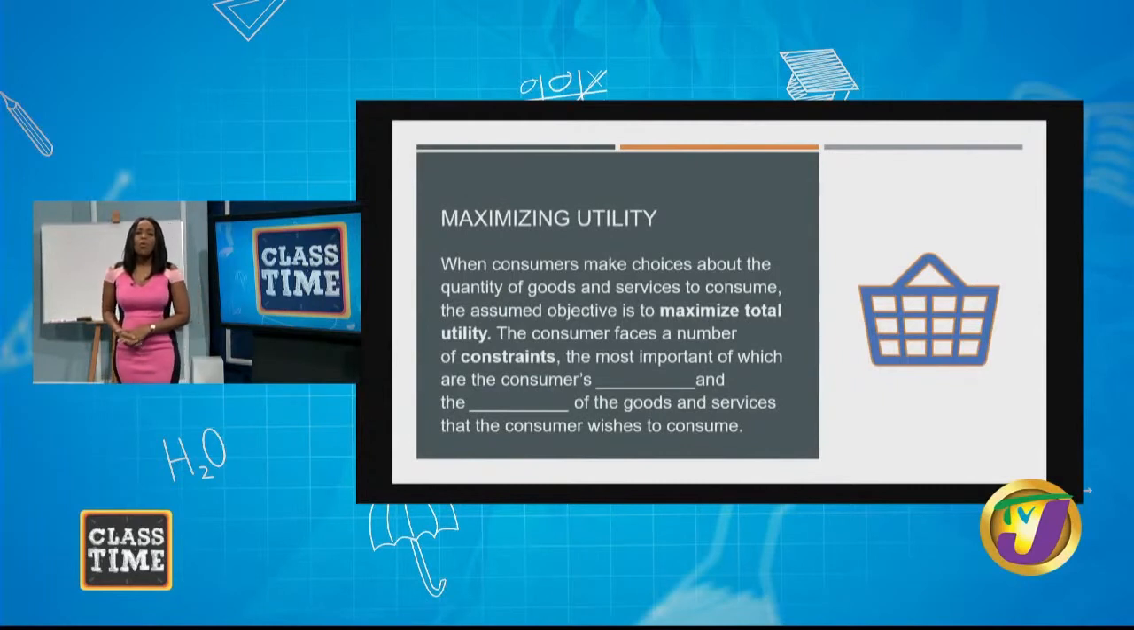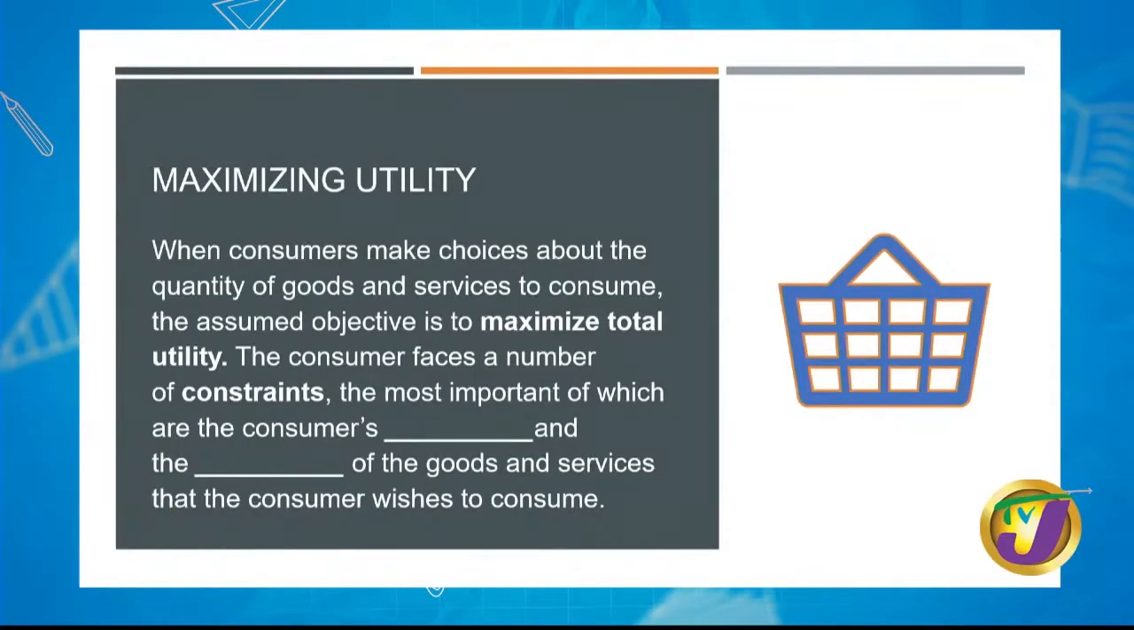Now, we want to look at what a rational consumer might do. The rational consumer is one who aims to maximize utility. I want you to look at this statement and see if you can fill in the blanks. It says, when consumers make choices about the quantity of goods and services to consume, the assumed objective is to maximize total utility, get as much as you can get, right? The consumer faces a number of constraints, the most important of which are the consumer's dash and the dash of the goods and services they wish to consume. I wonder if you are able to fill in those blanks.